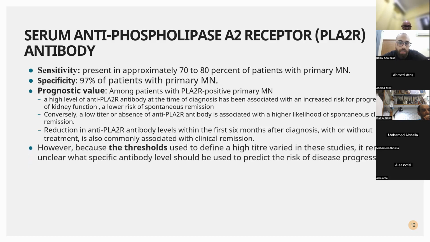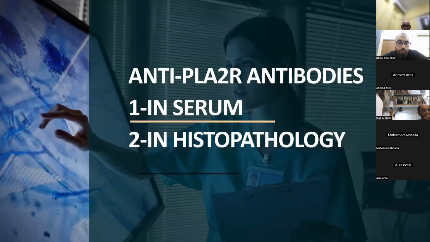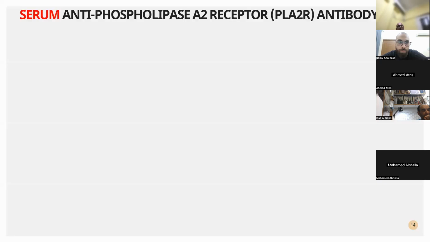However, there is a problem here. The threshold used to define a high titer varied from one study to another. And it still remains unclear what specific titer is considered positive or negative, or considered a significantly positive prognostic factor, as we will see later in the guidelines. Okay, so anti-phospholipase in serum, this is our topic.